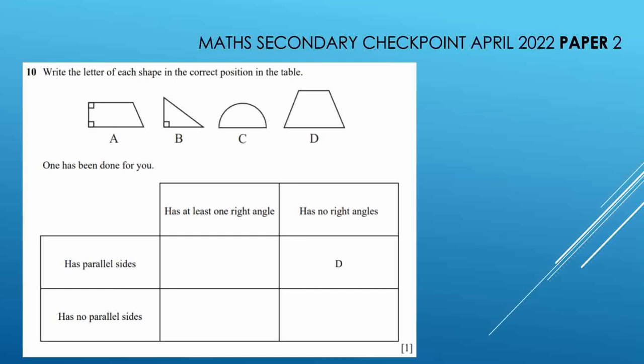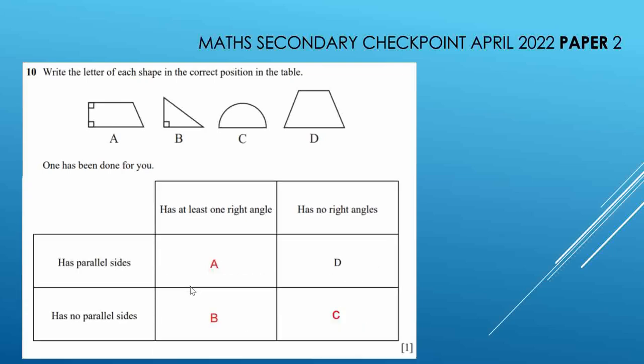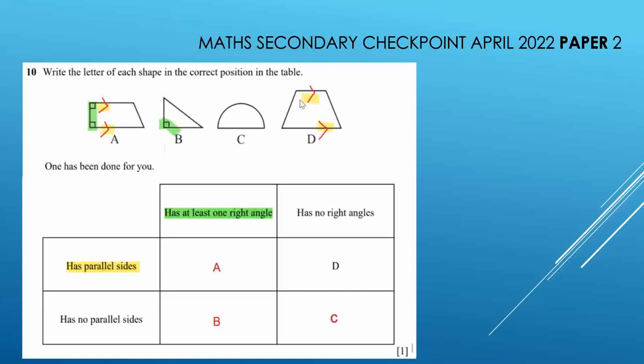So have you got the answer? Has at least one right angle is A and B, and then has no right angle is D and C. Has parallel sides is A and D, has no parallel sides is B and C. So this is the right angle here for A and B, and this is the parallel sides for A and parallel sides for D.